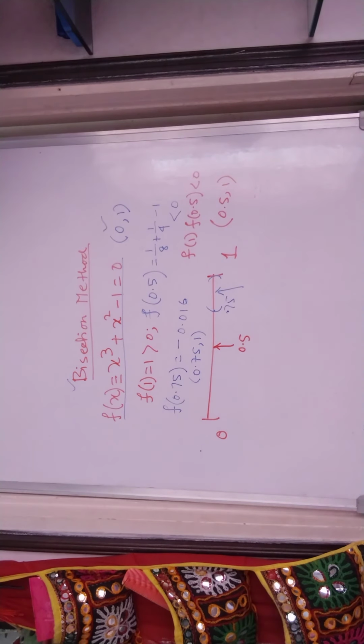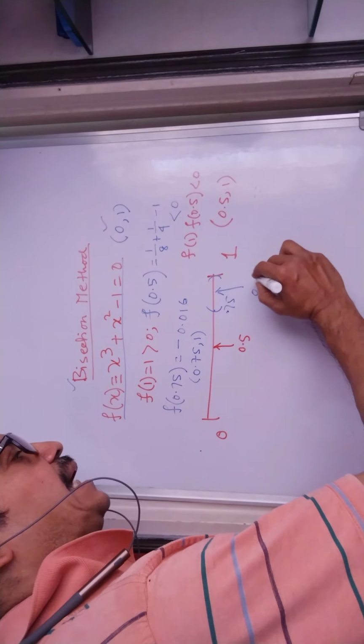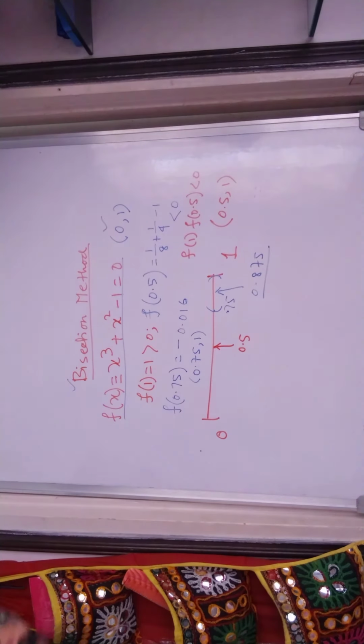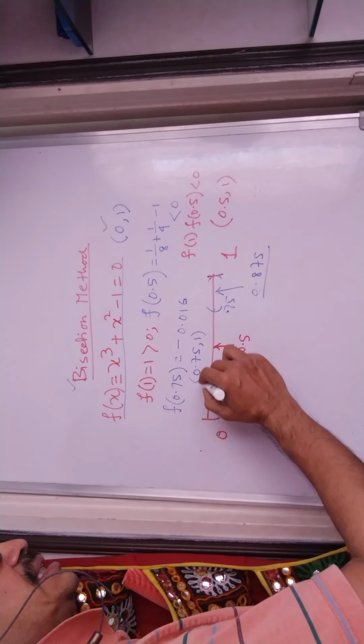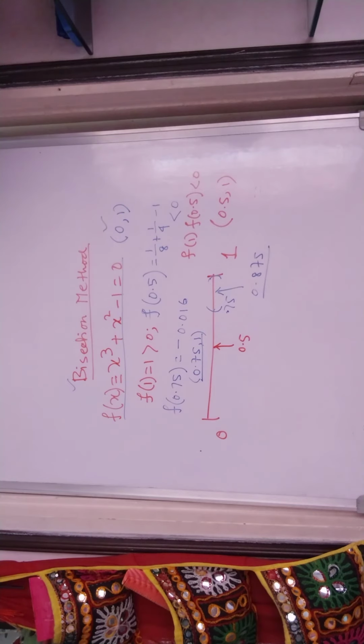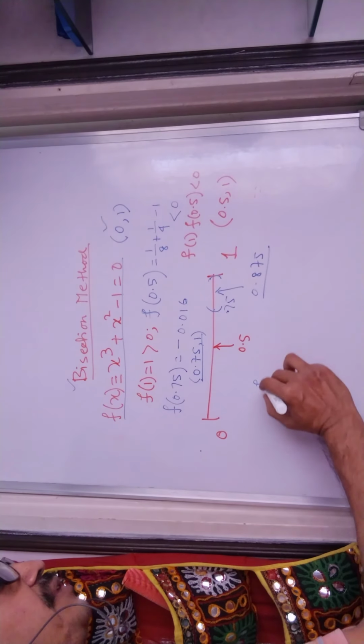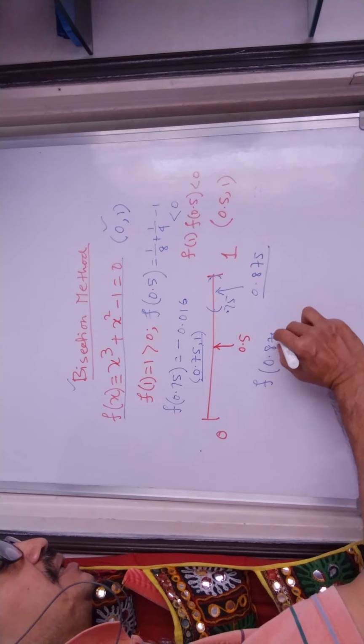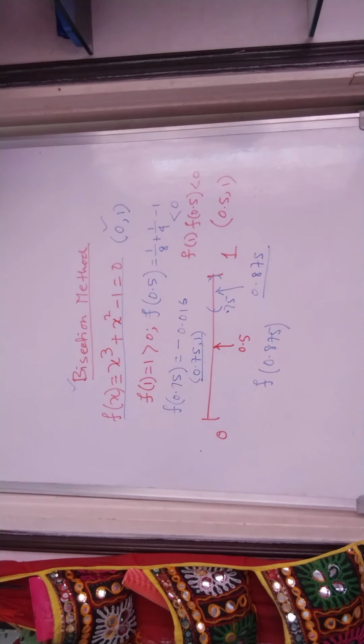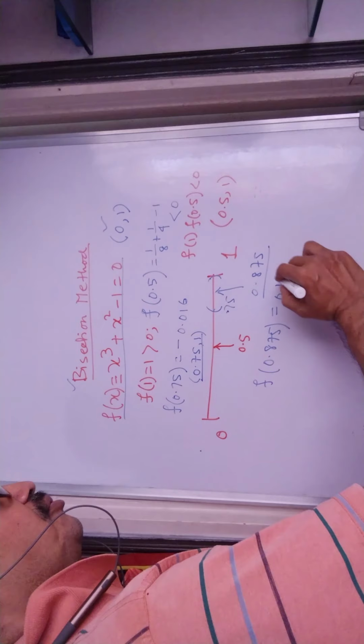So what is the middle value of the interval 0.75, 1? This interval is again halved. So it is 1.75 divided by 2, and the point comes out to be 0.875. So we have to check the value of f(0.875). We have to calculate the value of f at 0.875. It comes out to be 0.4, positive.